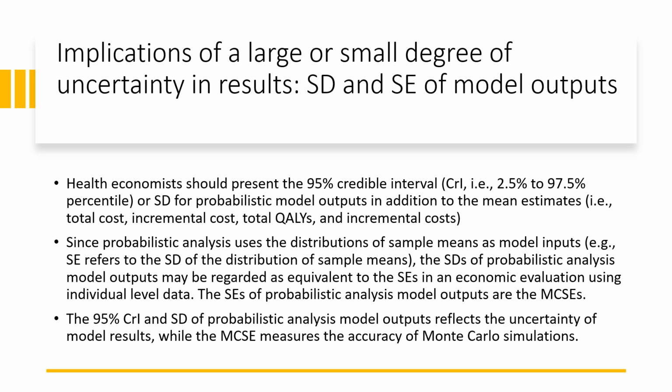Some published economic evaluations use probabilistic analysis in the reference case, but do not present the uncertainty around the mean values of model results. Health economists should present the 95% credible interval, 2.5% to 97.5% percentile, or standard deviation for probabilistic model outputs in addition to the mean estimates. Since probabilistic analysis uses the distributions of sample means as model inputs, the standard deviations of probabilistic analysis model outputs may be regarded as equivalent to the standard errors in an economic evaluation using individual level data.